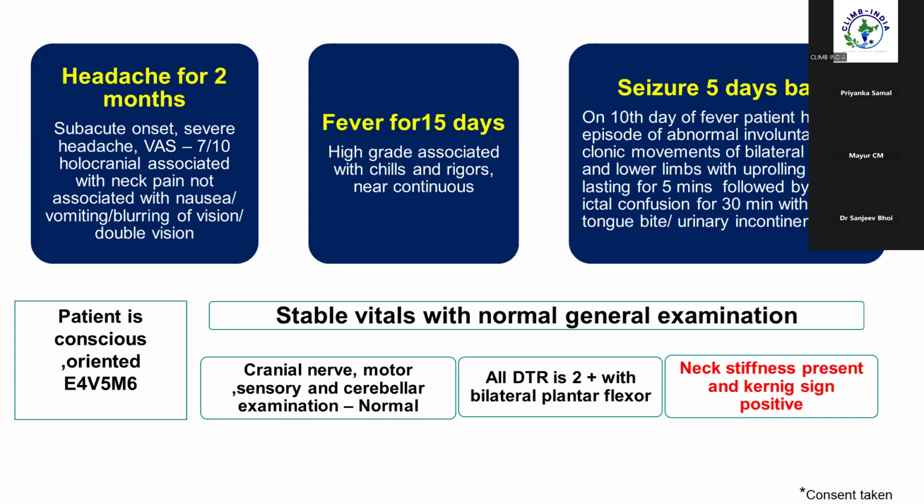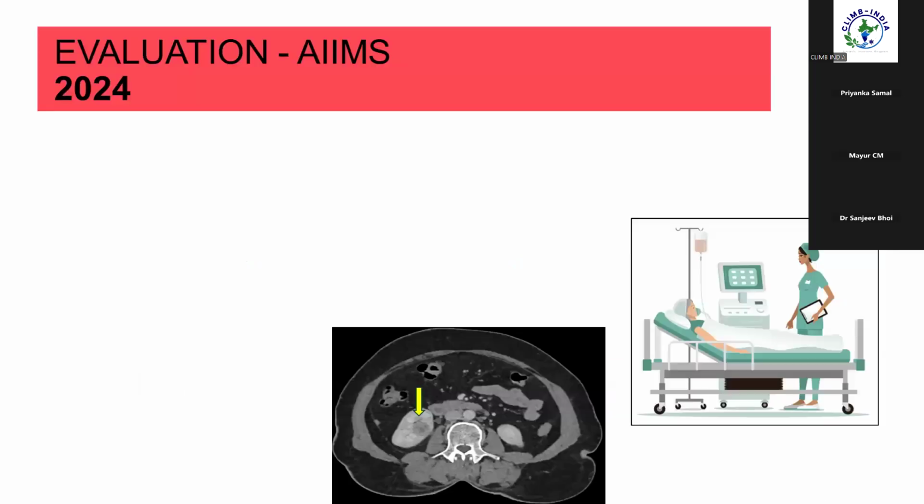When she came here, she had no fever episode. Patient was conscious and oriented, and vitals were stable with normal general physical examination. The cranial nerve, motor, cerebellar, and sensory examination was normal. She had some meningeal signs in the form of neck stiffness, and Kernig's sign was positive.